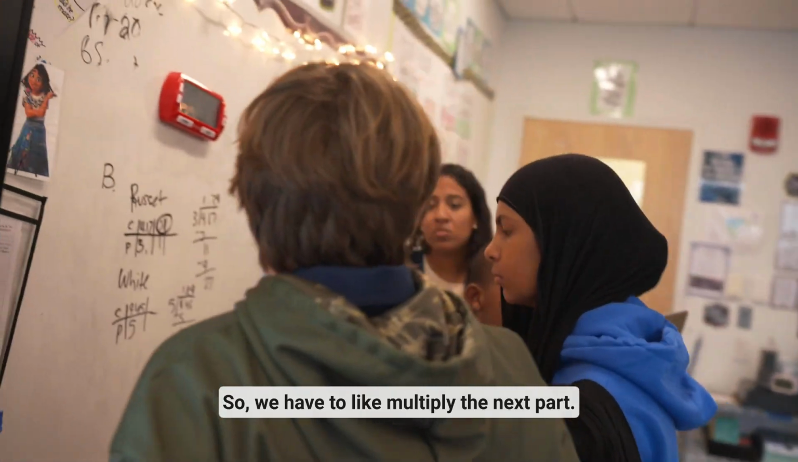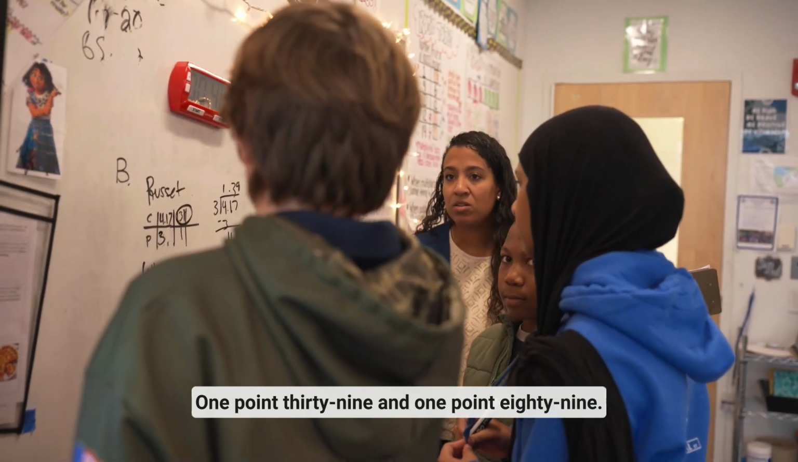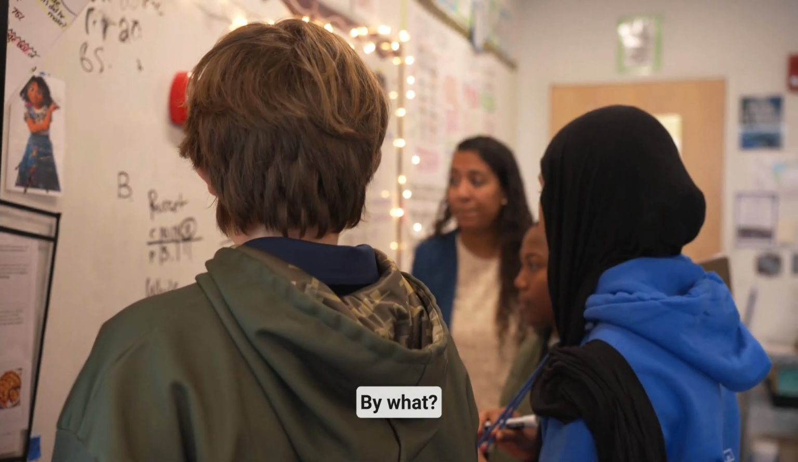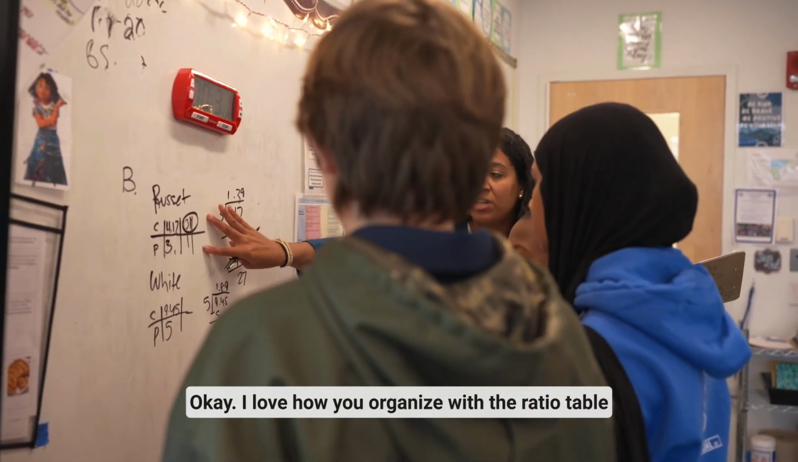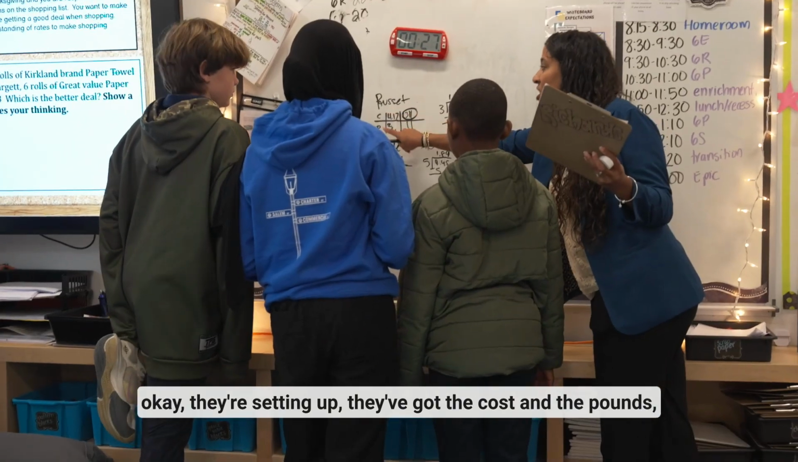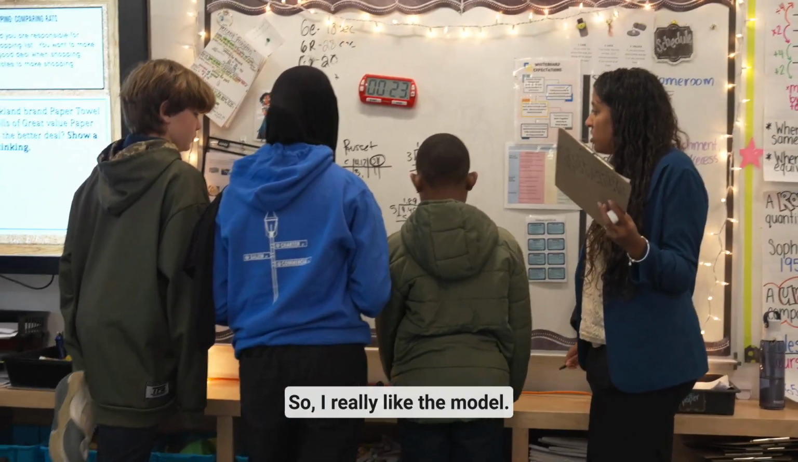So we have to multiply the next part. Okay, cool. What are you going to multiply once you find the unit rate? 1.39 and 1.89. By what? 7. Cool. So you're going to find 7 pounds? Okay. I love how you organize with the ratio table because when I came over, I could see, okay, they're setting up, they've got the cost and the pounds, and I could see what you were thinking here. So I really like the model that you guys chose. Great. Keep going.